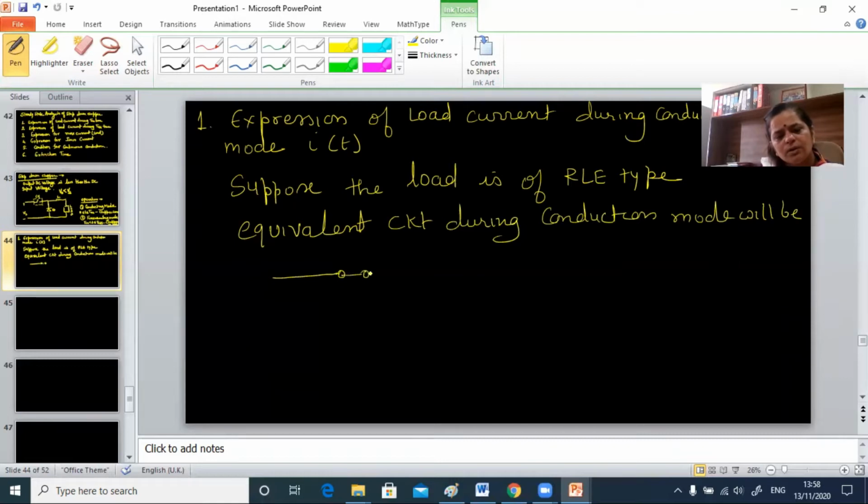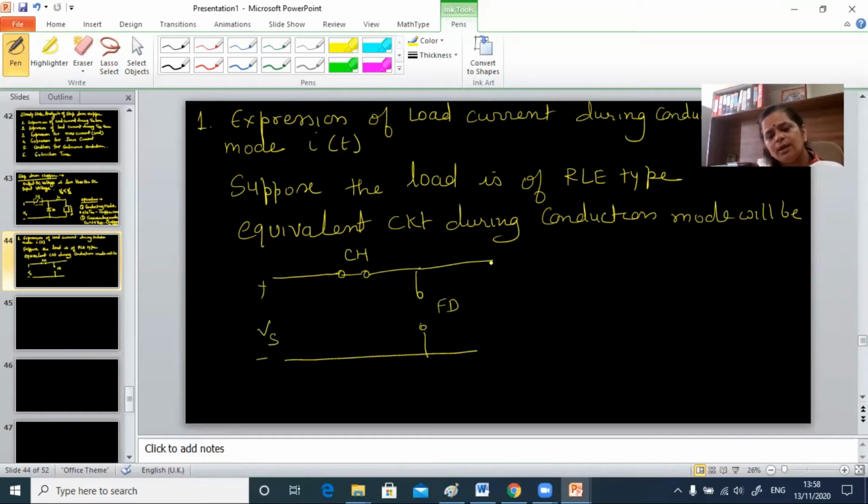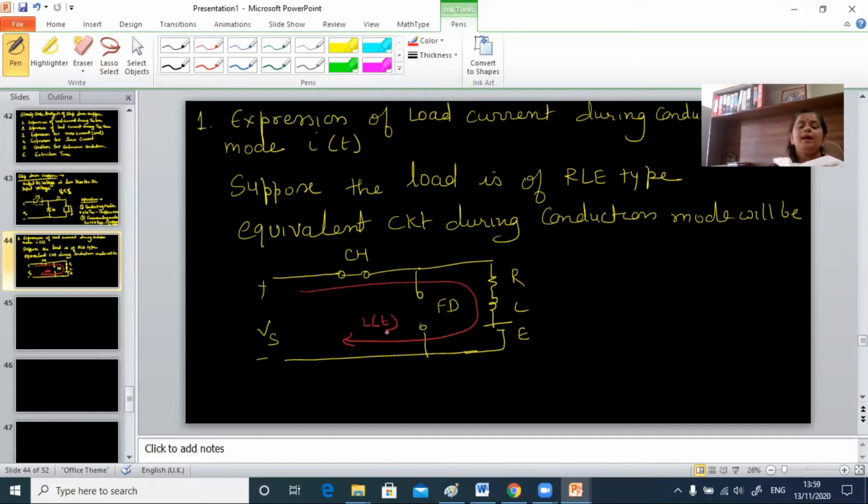The chopper is on, so it will act as a short circuit. The freewheeling diode is open. Here is the Vs voltage. This is the chopper, and the load is RLE type. So you can see in this case, the current will flow like this, and this current will be IT, and we are interested in determining the expression of this current.